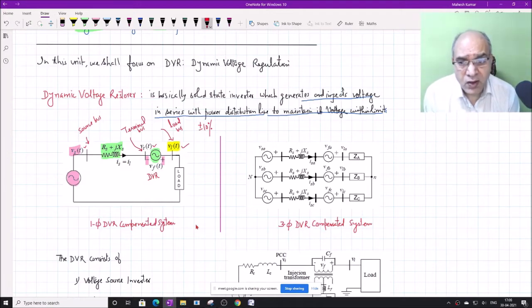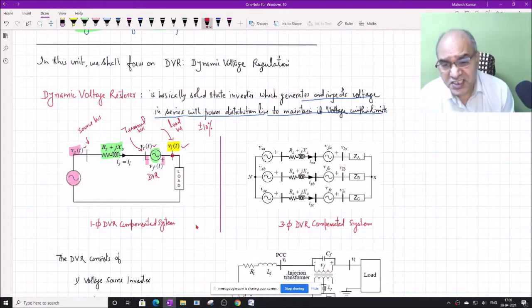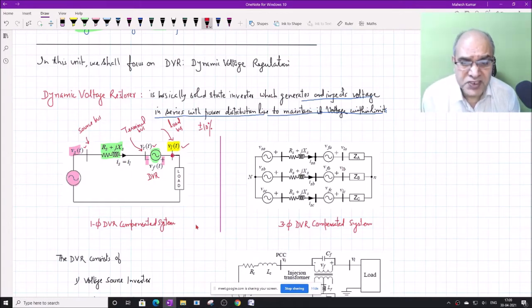Okay. Now how do we generate this voltage? There are algorithms and there are actual inverters which realize that particular voltage to maintain the voltage at the load terminal at this point. This is a single phase version of the DVR compensated system.